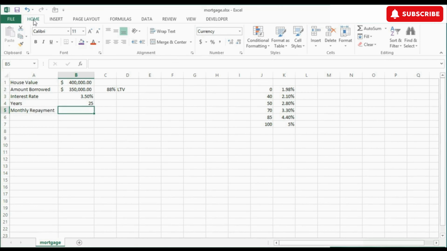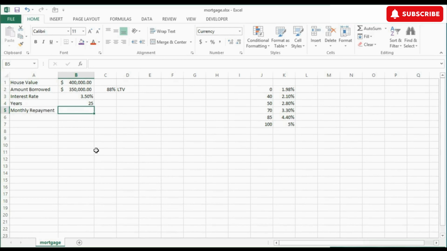Luckily, Excel has a function to do all of that work for you. It's called PMT, for payment. So here in our example, which is called mortgage, we have the house value, the amount borrowed. We have a clever little one value divided by the other here to work out your loan to value, the interest rate, and the number of years to repay. So these four values are entered in yourself. What we would like to do then is for the monthly repayment to be calculated for us.